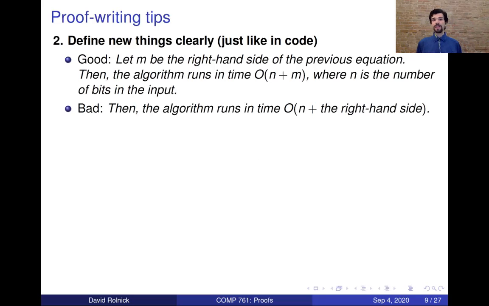A bad example would be just to say the algorithm runs in time O of n plus the right-hand side, where you don't know what n is, you sort of have to work it out. And the right-hand side, you shouldn't really be referencing things by long descriptions. It's the right-hand side of what? The previous equation, the one before. Spelling things out is really useful to make sure that other people are understanding where you're coming from.